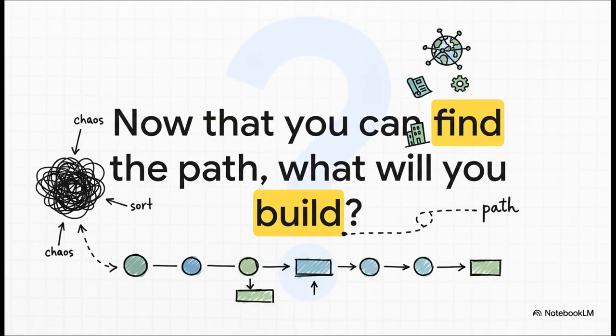So, as we've seen, topological sort is so much more than just some abstract algorithm from a textbook. It's a fundamental tool for bringing order to chaos. It's how we take a tangled mess of dependencies and turn it into a clear, linear path forward. It lets us build, schedule, and execute incredibly complex things. So that really just leaves us with one final thought. Every complex project is a graph. And now that you know how to find the path, what are you going to build?